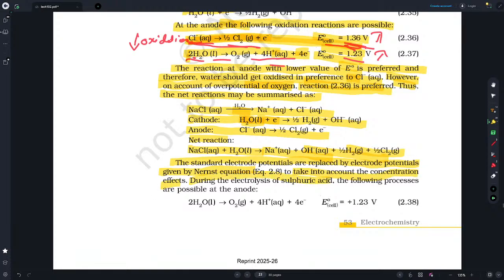During electrolysis of sulfuric acid, the following processes are possible at anode. H2O gives O2 plus 4H+ plus 4 electrons. The reduction potential is high, but here it is getting oxidized. So the tendency for this reaction is less.